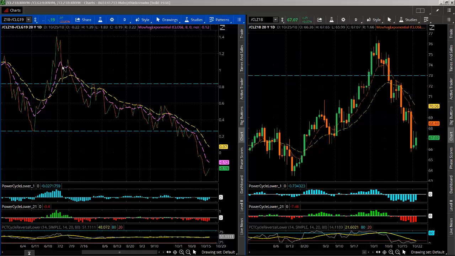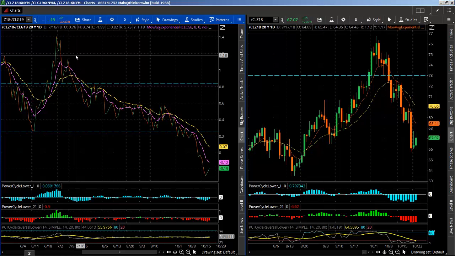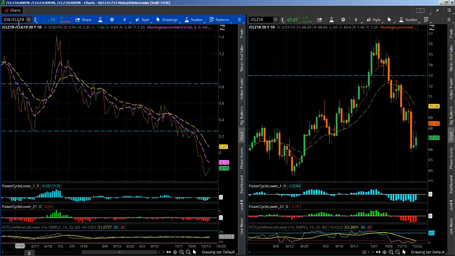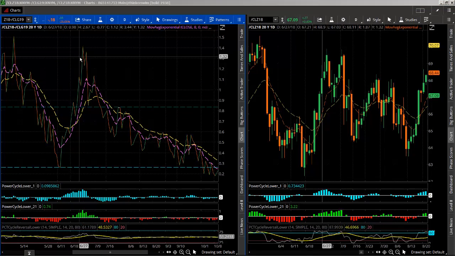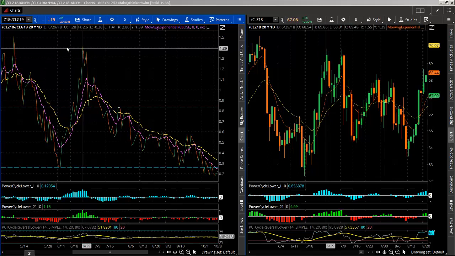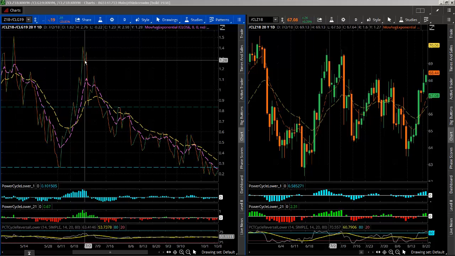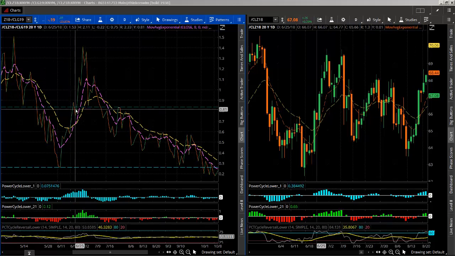So what we're looking at here is a front to back spread. This is looking at the December WTI contract minus the February contract. Let me just walk you through this. This is measuring the strength of the forward curve of crude oil. So this is the December 2018 contract minus the February 2019 contract. What you're seeing here is what we call backwardation.